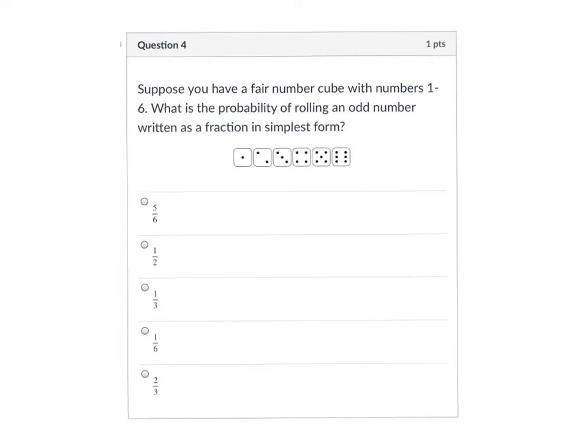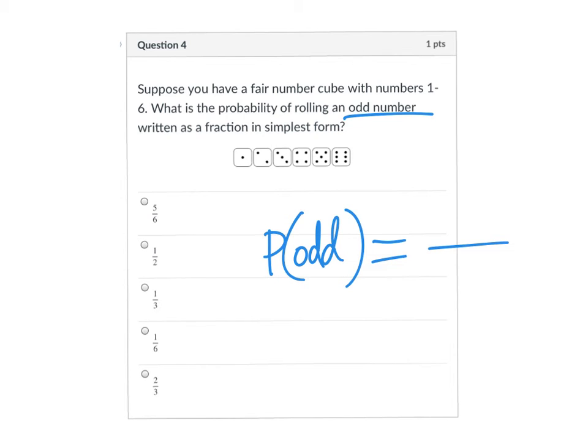Suppose you have a fair number cube with the numbers 1 through 6. What is the probability of rolling an odd number written as a fraction in simplest form? Again, I'm going to put the total options on a number cube, or die, on the bottom, and that is 6. I can roll 1, 2, 3, 4, 5, or 6. But I want the probability of rolling an odd, so that would be 1, 3, or 5. So there are 3 out of 6 numbers that are odd. If you look at the options for my answer, though, 3/6 is not an option. So I have to look back at the direction that says in simplest form. 3/6 is the same as 1/2.